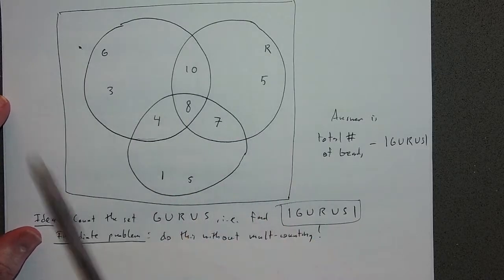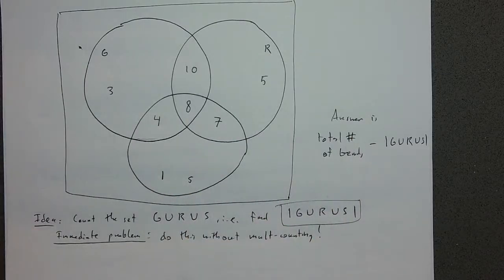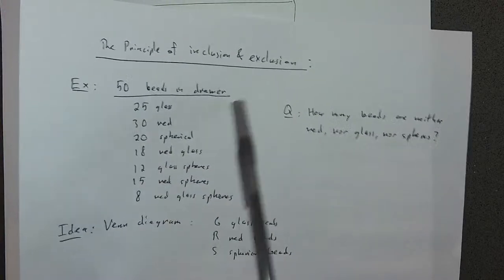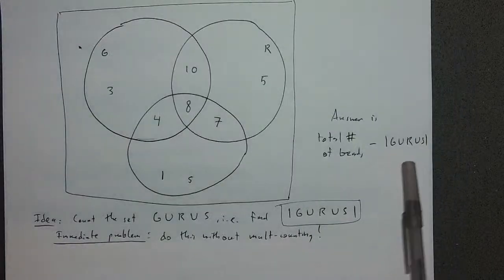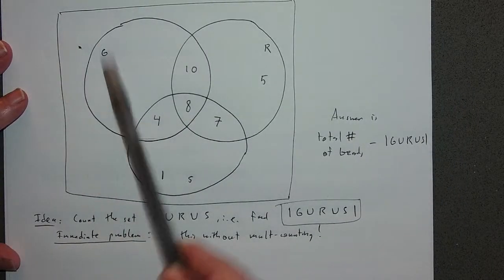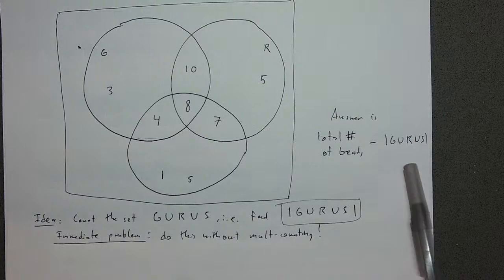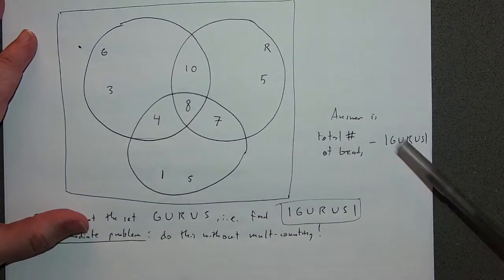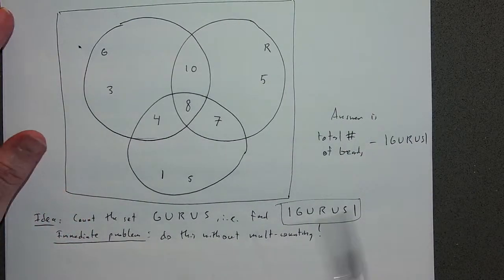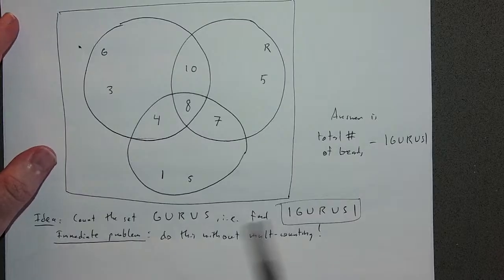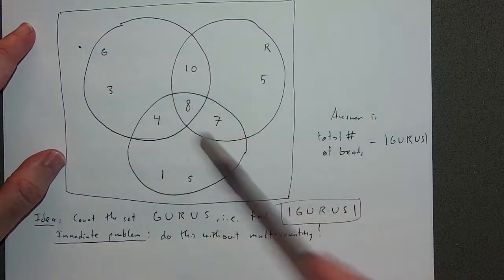Well, how many things are not here? That's the total number of beads, 50, minus the number of beads that are either glass, red, or spherical. Right? We don't want it to be any of those. So we want to count this and then subtract it from the total number of beads. But how to do this without multi-counting? Because the problem is that there are these overlaps.